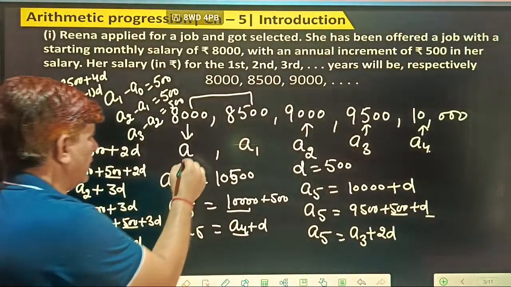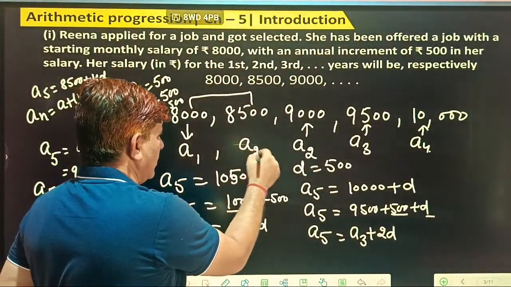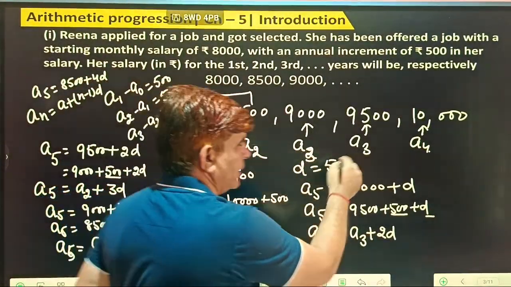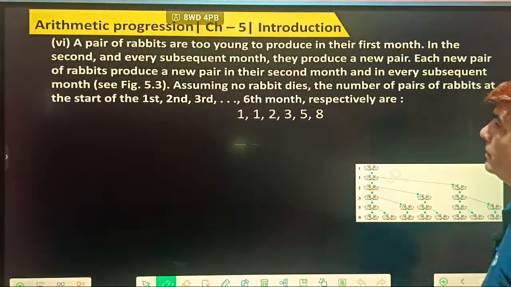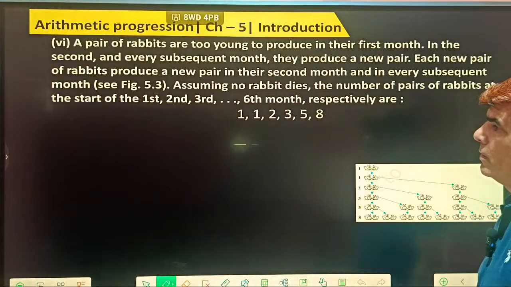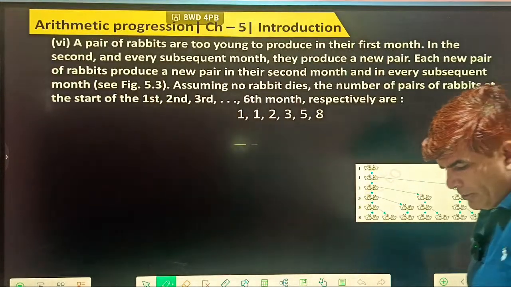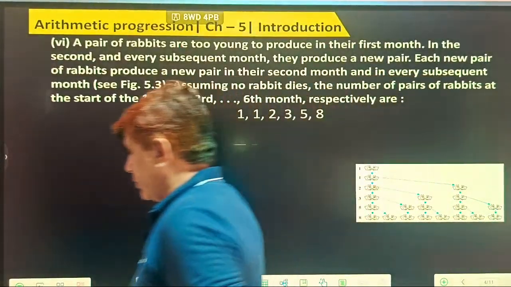Or we can say like this, this is A1, this is A2, this is A3, this is A4. So taking an example in this way we can take. So we easily understand. But this we can take later on.